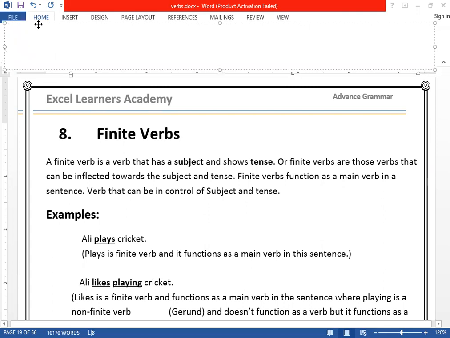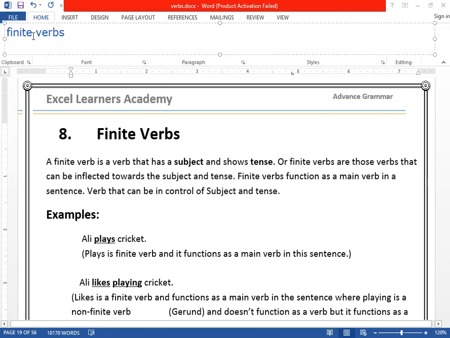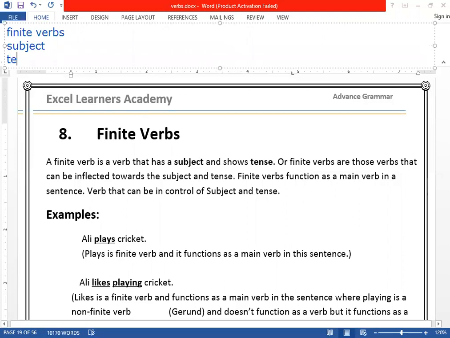Let's talk about finite verbs. What are finite verbs? It's very easy to understand finite verbs. You need to keep two things in your mind. How many things? Two. Number one, the subject. And number two, the tense. When a word changes itself according to its subject and tense, we call it a finite word. Don't worry, I'm going to explain it, okay?